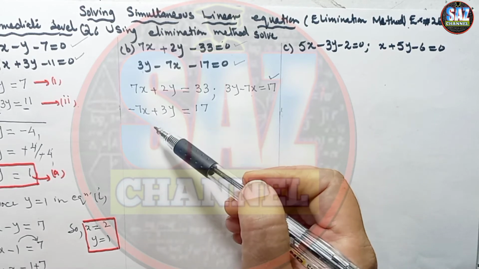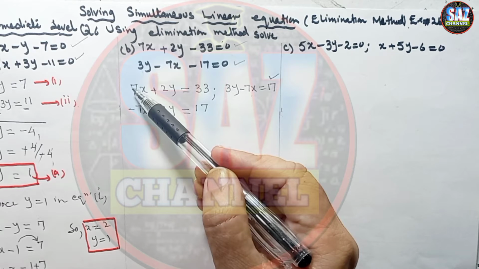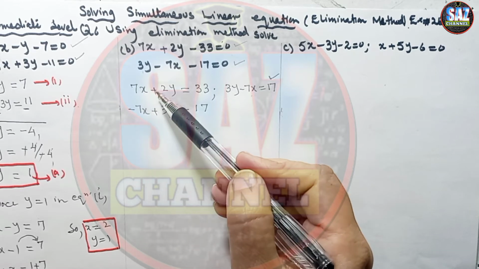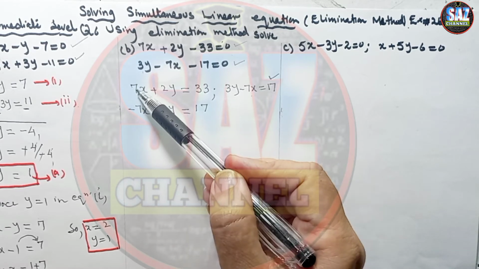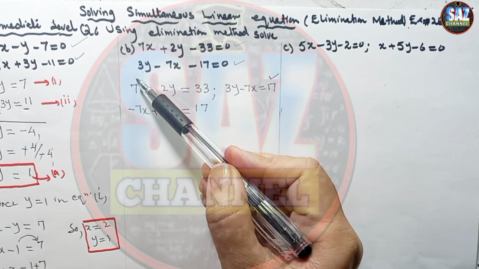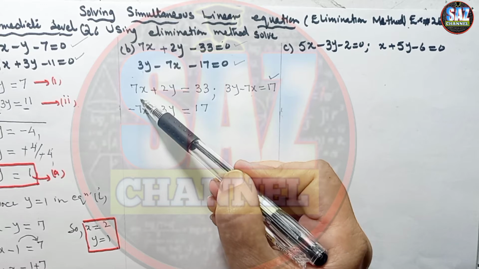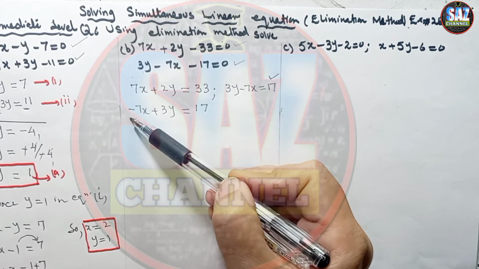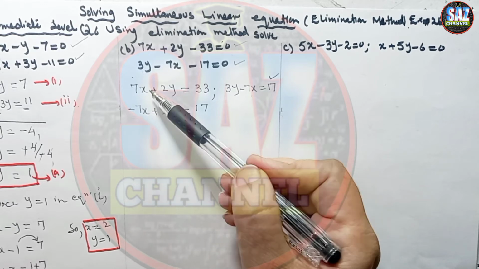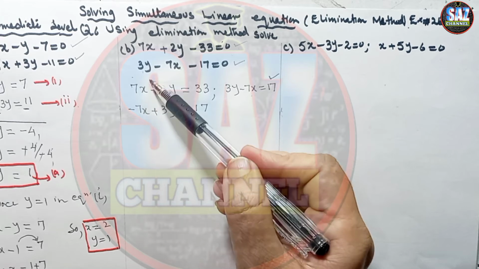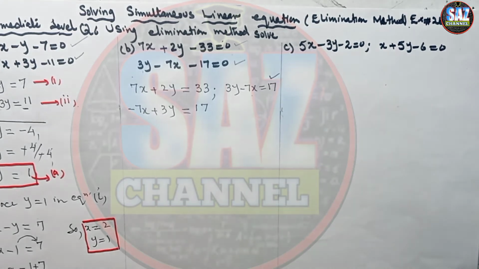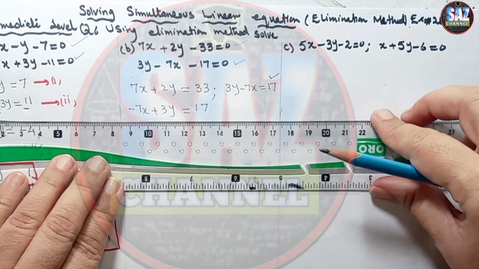Now after this, we have to compare the coefficients of both the equations for both the variables. If we look at the coefficient of x, in the first equation it is 7 and the coefficient of x in the second equation is minus 7. So the rule is same coefficient, opposite signs, add up the equations. So I will be adding up these two equations.